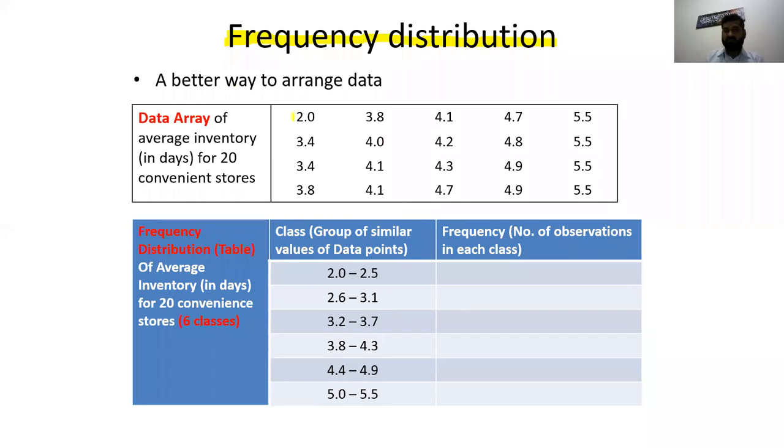We will start from 2 and make some groups. Let's say from 2 to 2.5, I make it one group. Then from 2.6 to 3.1. Then from 3.2 to 3.7 and so on, until I get to the highest value, 5.5. So I've got 1, 2, 3, 4, 5, 6 groups. We also call them classes. 6 classes or 6 groups. These are similar values. Why are we calling them similar values? It depends on the people who are collecting the data; they know that there is not much difference between 2 and 2.5.